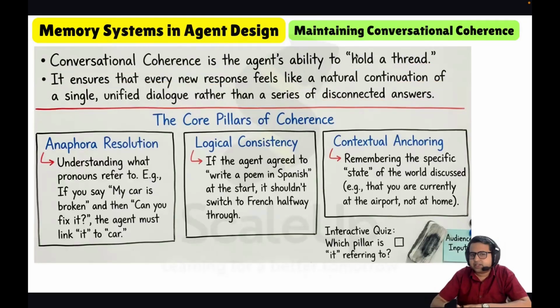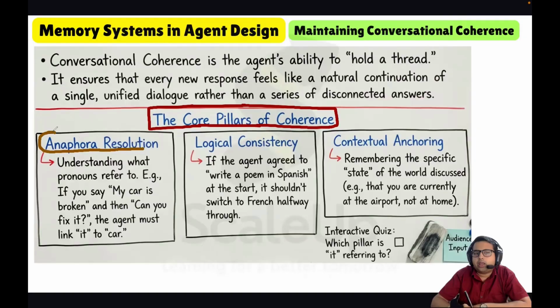Now let us discuss the core pillars of coherence. To stay coherent, an agent must manage three specific internal functions. The first pillar is anaphora resolution. What it means is the agent should understand what pronouns refer to.